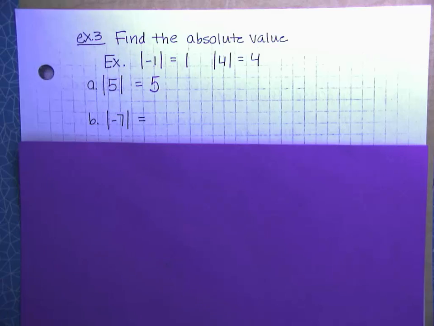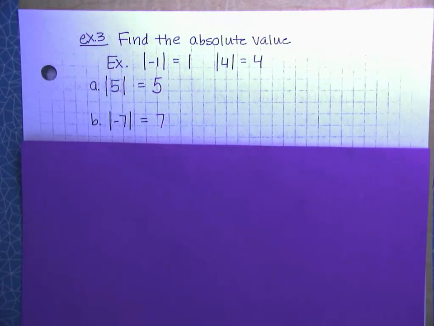Okay, next one. Absolute value of negative 7. 7. Why is it 7? Because it's the distance from 0. If we were to count from 0, we would count 7 jumps to get to negative 7. So the absolute value is going to be 7. So this can't be negative? Absolute value, as far as I know, is not going to be negative, because it's just talking about distance. If you were to measure something, you wouldn't have a negative measurement. So you think about it in those terms.